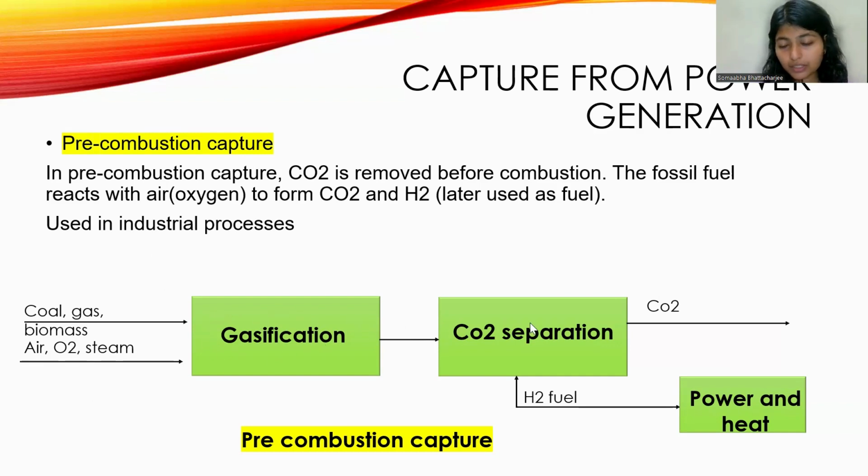Then we have the separator unit, in which we can see that before combustion only carbon dioxide gets separated, and then the H2. After gasification we basically have a mixture of carbon dioxide and hydrogen, also known as the syngas. So when it undergoes the separation process, carbon dioxide gets separated, and the H2 fuel gets separated, which can then be used, which undergoes combustion and can be used as a fuel.